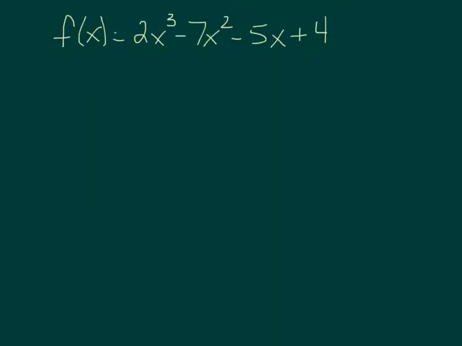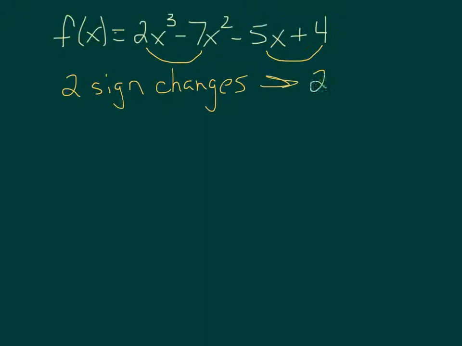Okay, so let's do one more example of applying Descartes' rule of signs here. We're just counting how many times the signs change as we run across the polynomial here. We start out with a positive, and we go to a negative, so there's one sign change. It stays negative, but now we go from a negative to a positive, so there's two sign changes. So that means that there is either 2 or 0 positive real zeros.